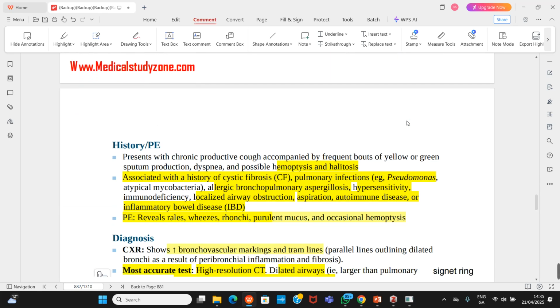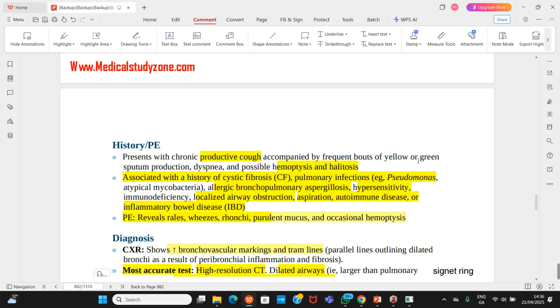And what is going to be the history that would raise our suspicion for bronchiectasis? Just look for recurrent, productive cough. It has to be productive. They will be having some productive cough that is recurrent. They will tell us that the person is having productive cough, but what is the person coughing? Something that is purulent or black or green, it will have some abnormal color.